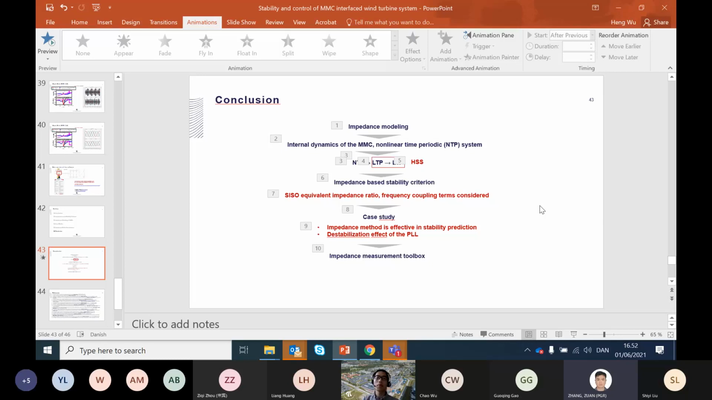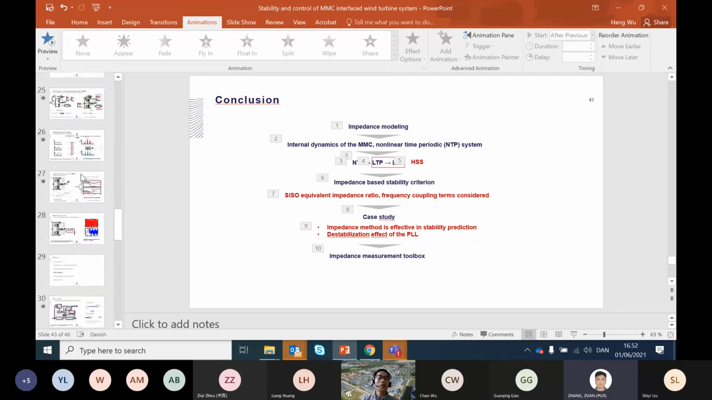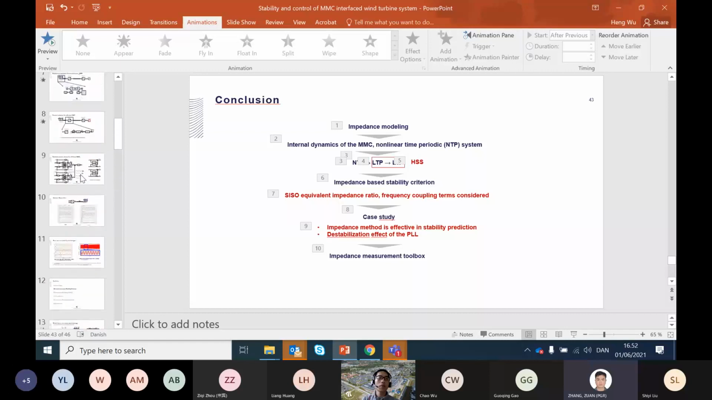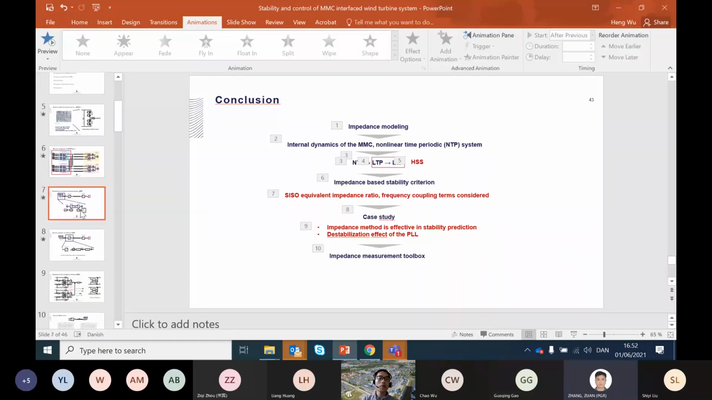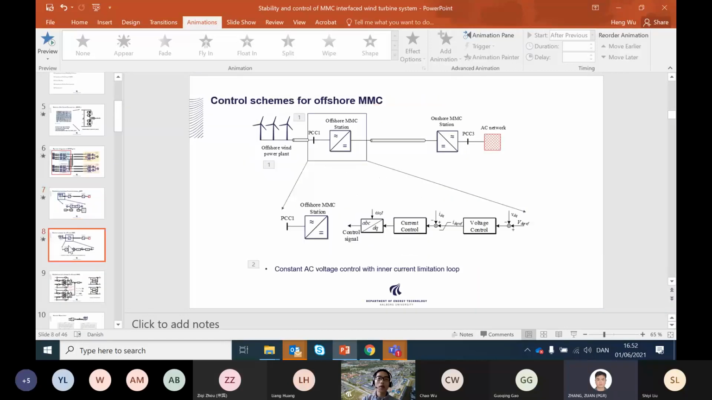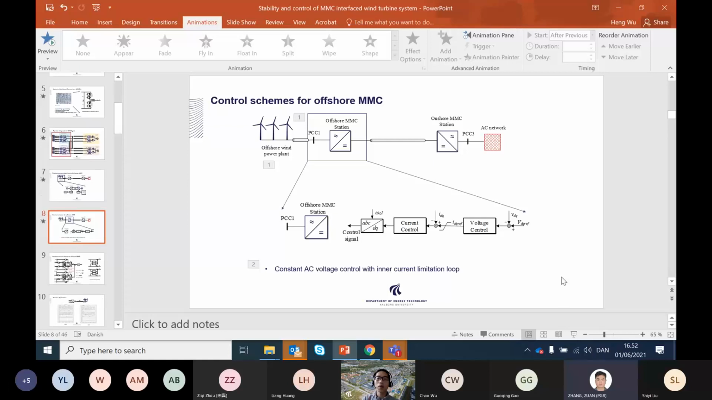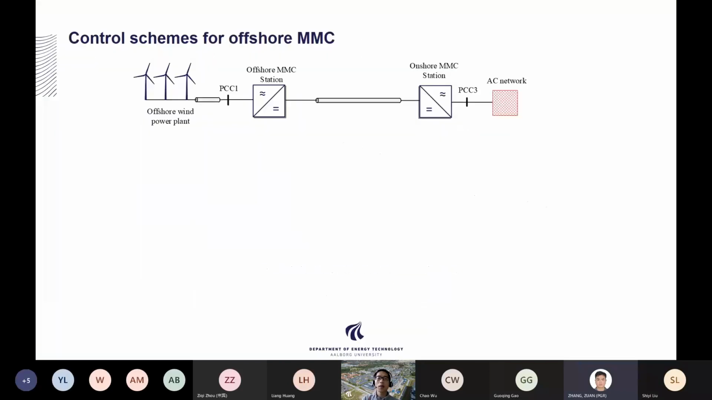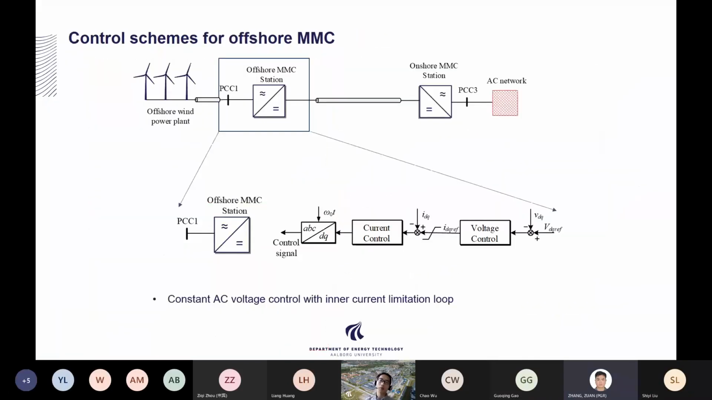You said that when you control the offshore MMC converter, you control the VD voltage and also the VQ voltage, but at the same time you also control the IQ current and ID current. So what's your control strategy of the grid side converter of the wind turbine?